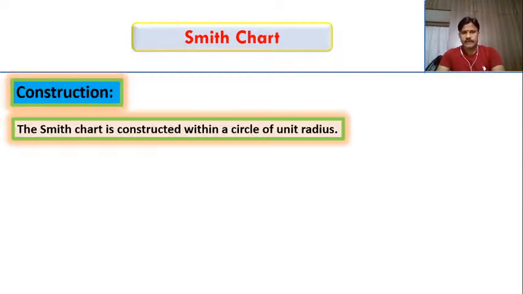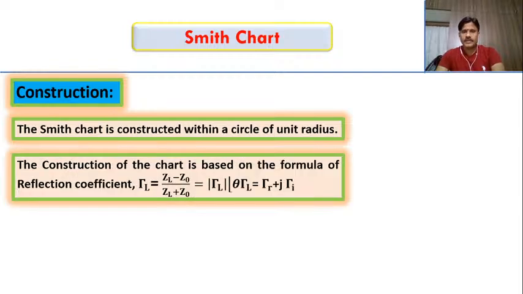Coming to construction, the first point is that the Smith chart is constructed within a circle of unit radius. The entire chart has a radius of unit. Unit means 1. Yes, within 1 unit of radius, the entire chart will be prepared. The second point is that the construction of the chart is based on only one formula of the transmission line, that is gamma L, the reflection coefficient of the transmission line. That is ZL minus Z0 by ZL plus Z0.